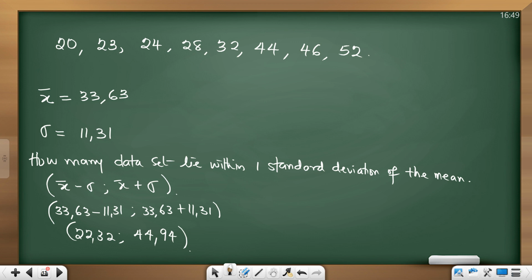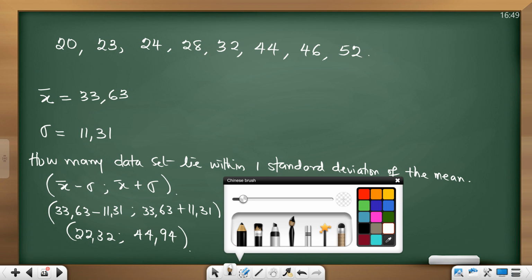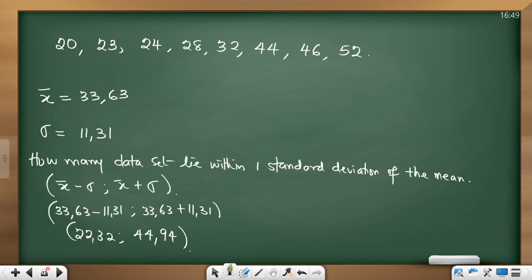Now, how do we check? I'm just going to be writing in and out on those data. 20 is out because it's not within. 23, in. 24, in. 28, 32, 44, 46, and 52. Okay, the question says lie within, right? How many lie within? 5. And if they say outside, what would it be? 3. But please take note of this.